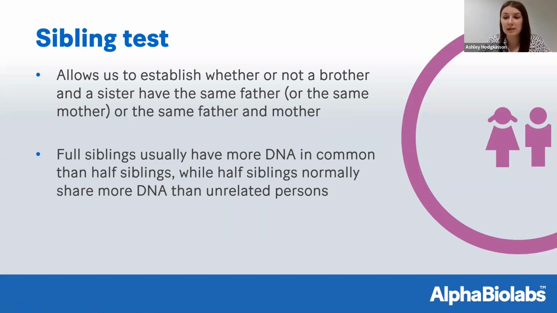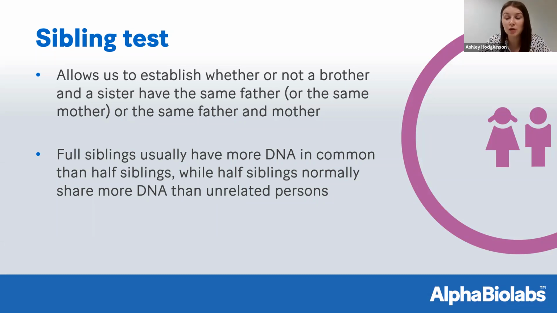We offer two types of testing here, either to test for full siblings or to test for half siblings. So we want to know whether you already know that they share one common parent when undertaking this test, so we can make sure we're looking at the correct calculation for you. So this allows us to establish whether two siblings share either the same mother or the same father or both parents in common. Because full siblings share both parents in common, naturally they have more common DNA, and that would be the most conclusive result out of these two options.